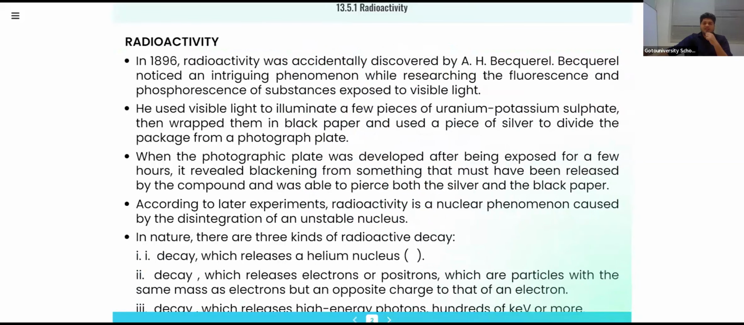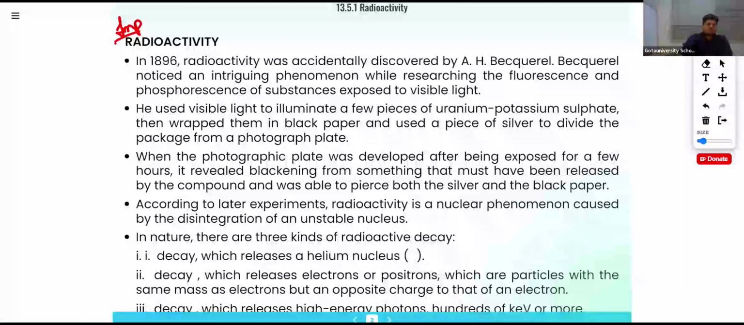Okay, next is radioactivity. Yes, what is radioactivity? One of the most important parts of your chapter. What do you mean by radioactivity?